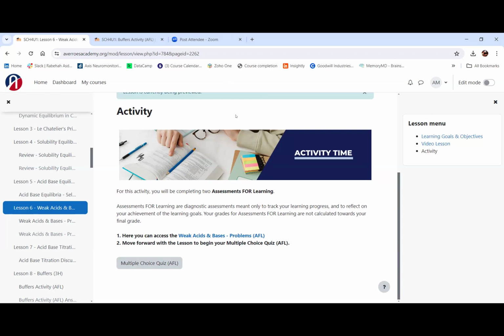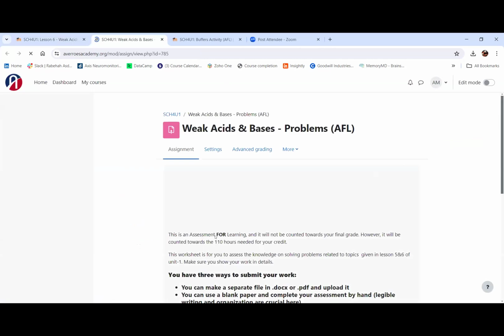Okay, and here you have the quiz that is associated with this lesson. And also weak acids and bases problems.